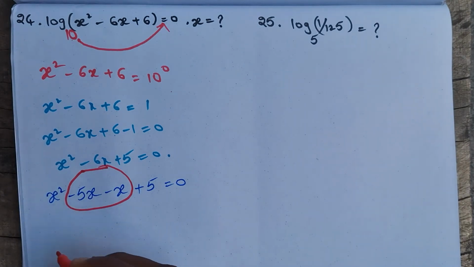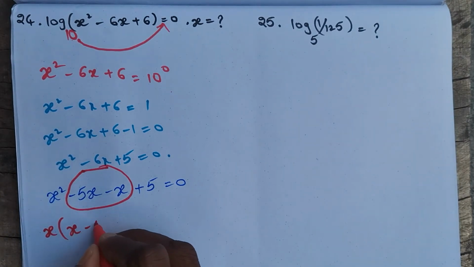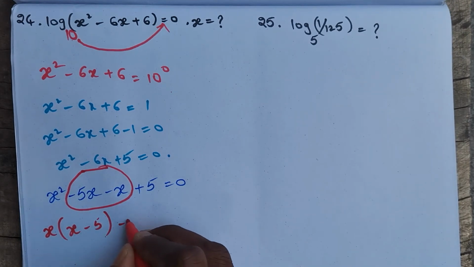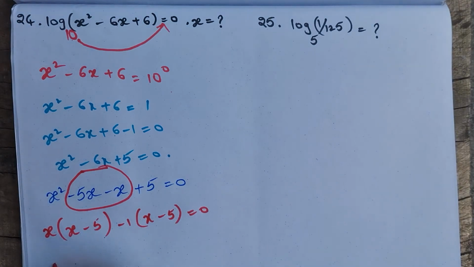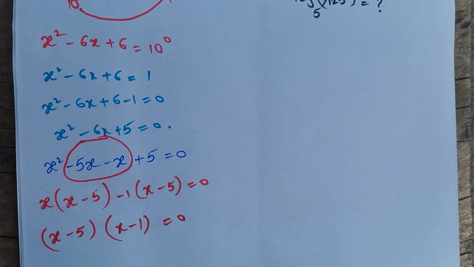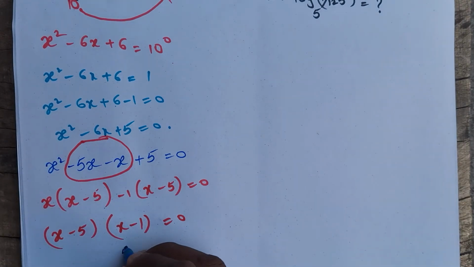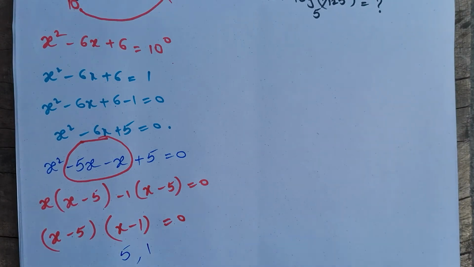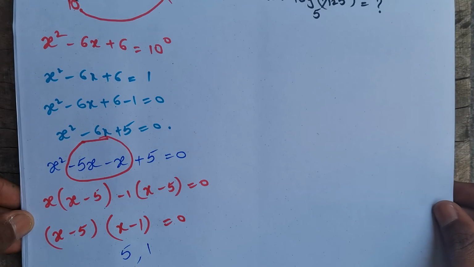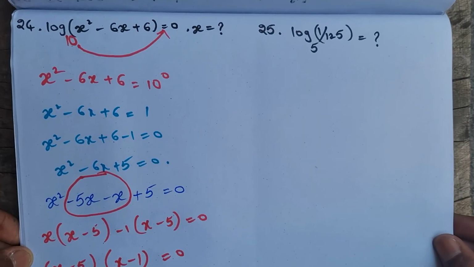So now from the first and second terms I am taking x common, so we remain with x minus 5. From the third and fourth terms I am taking minus 1 common, so we remain with x minus 5, equal to 0. Here x minus 5 is common, so write it once, into x minus 1, equals 0. So minus 5 is there, so plus 5 is the x value. Here minus 1 is there, so plus 1 is the x value. So x values are 5 and 1. If we substitute 5, it will satisfy. If we substitute 1 also, it will satisfy. Okay, let's move to the next question then.